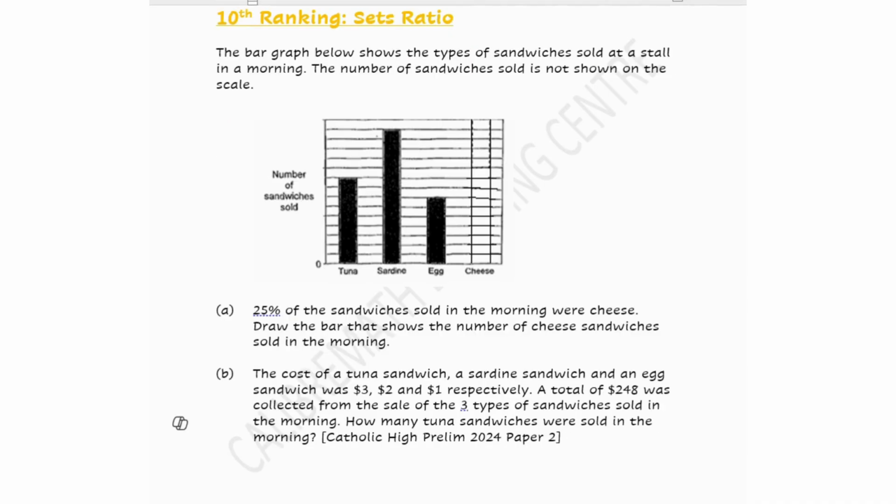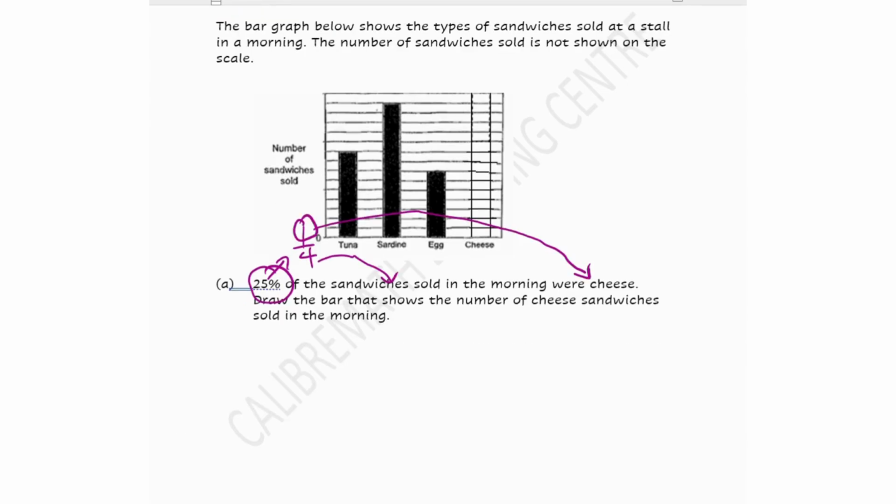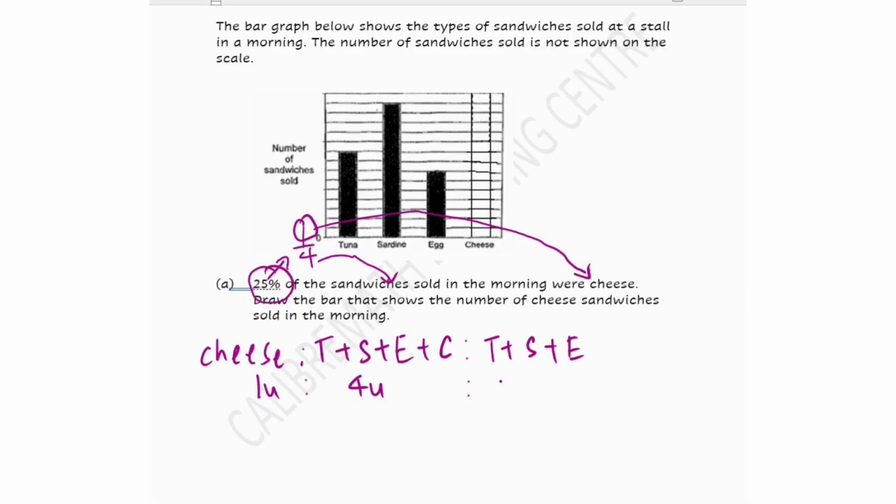For part A, the first thing that we need to do is to change the 25% to become a fraction, and that gives us 1/4. With this information, we can write a ratio to represent it. So the ratio will look something like this. Cheese is to tuna plus sardine plus egg plus cheese, which gives us the total number of sandwiches sold. We can also find the total for tuna plus sardine plus egg, and that gives us a ratio of 3 units, by using 4 units to subtract 1 unit.